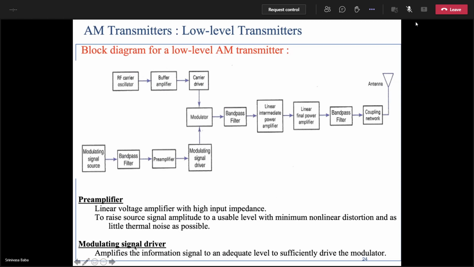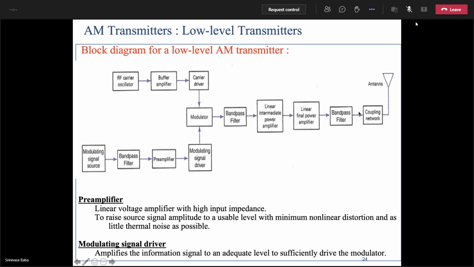And then this modulating signal driver is again an amplifier which amplifies the signal level adequately, sufficiently enough to operate the modulator. That's all. So this block diagram is the same as the previous one. So you can draw either the previous one or this one as per your choice. Only thing is you should be able to explain each of the blocks present with subheading. If you can explain all these blocks, you draw this block diagram.